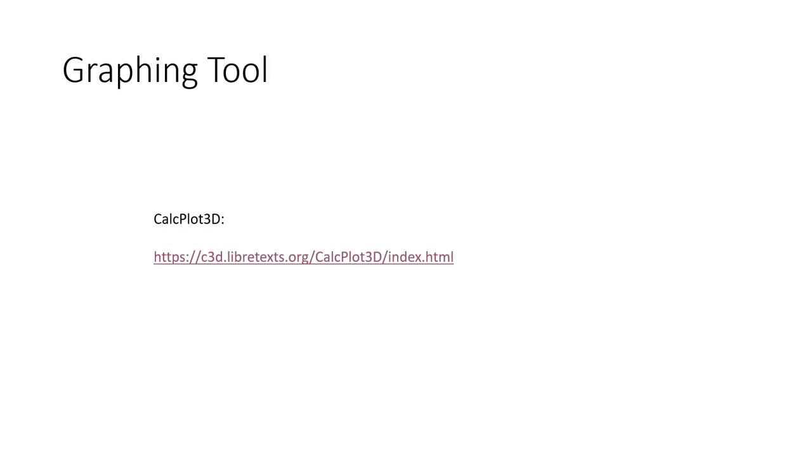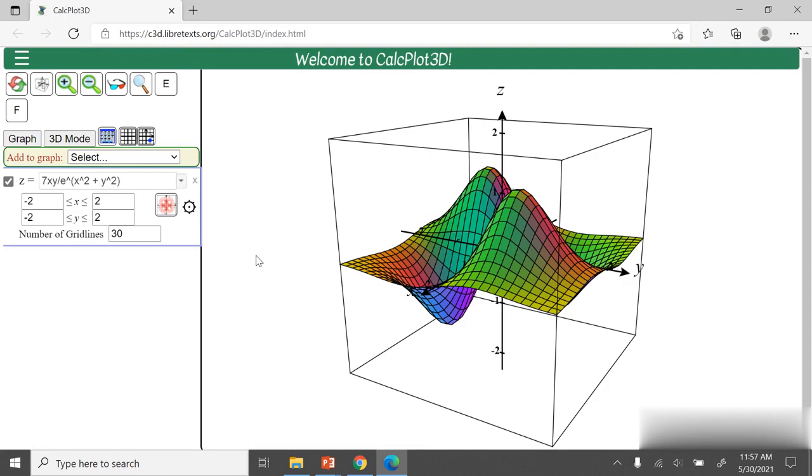And this is a website I really like for creating graphs of surfaces. It can do lines in space and other types of curves in space. And so this CalcPlot 3D is the website I like to use. I'm happy to spend some time in class talking a little bit more about it. But for now, I just want to show you a quick overview of how the site works, and you can play with it on your own.